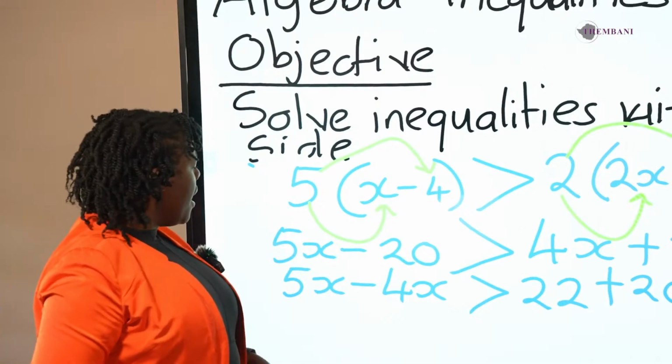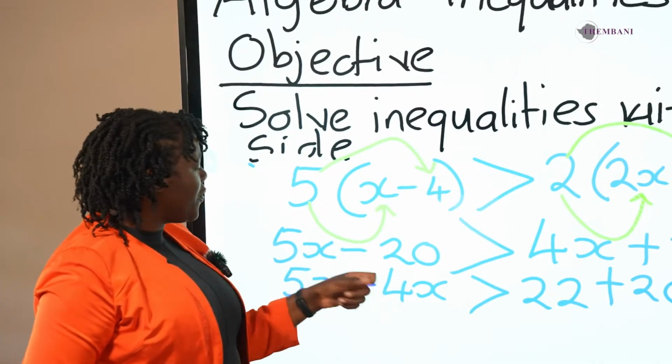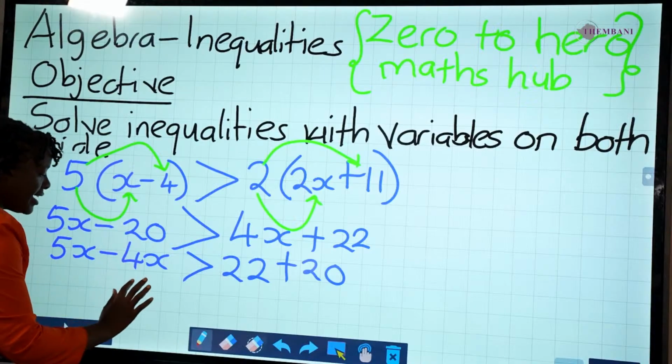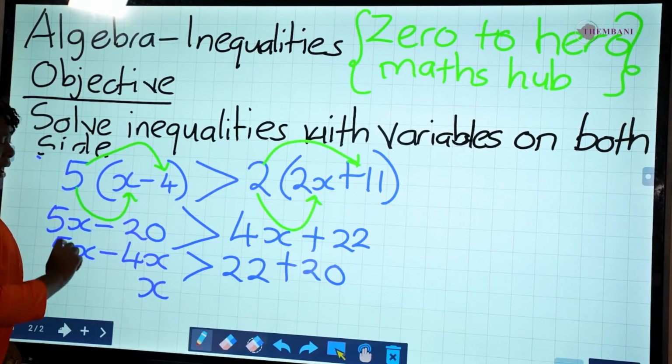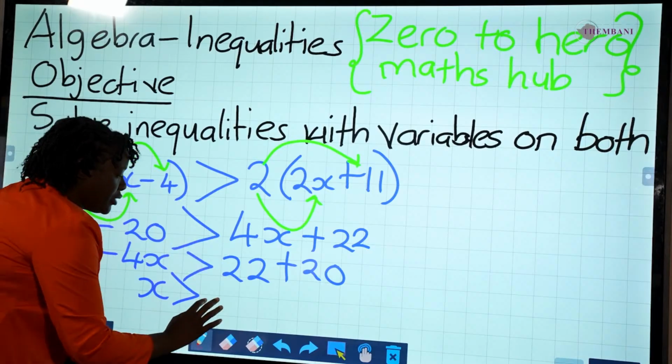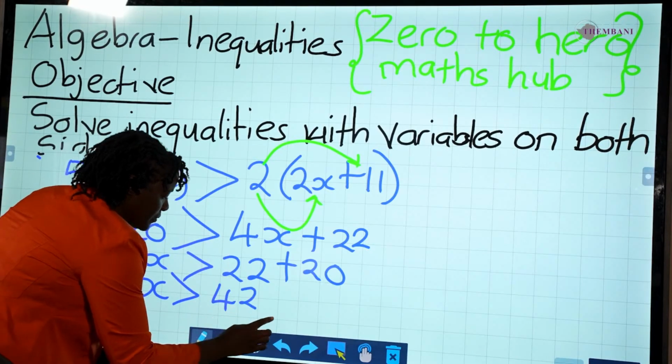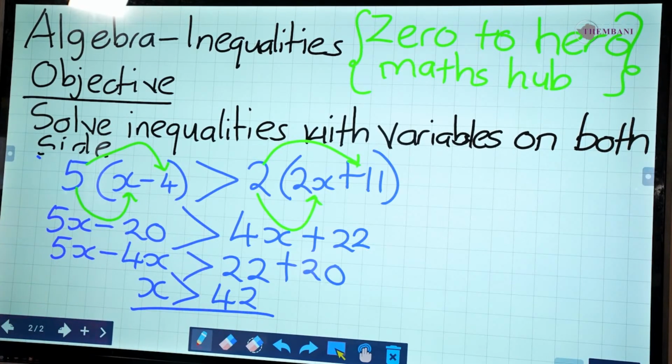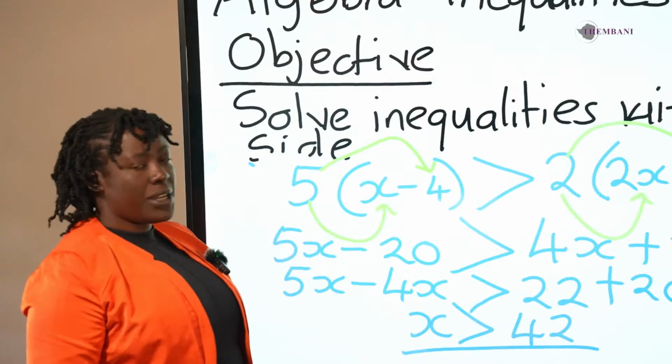Then from there, we are going to say 5x minus 4x. That is going to give us x. So our x is greater than 22 plus 20, we are going to get 42. This is simple, isn't it? Very simple, just simple inequalities, which are linear, but they have variables on both sides.